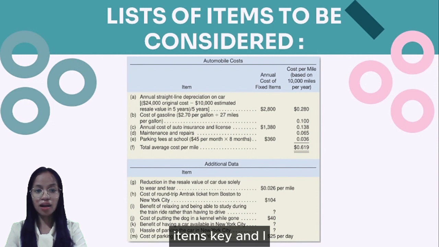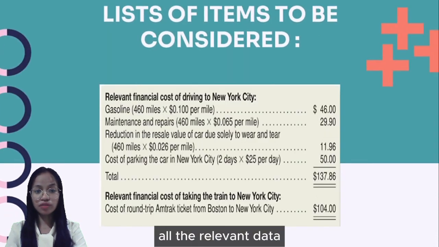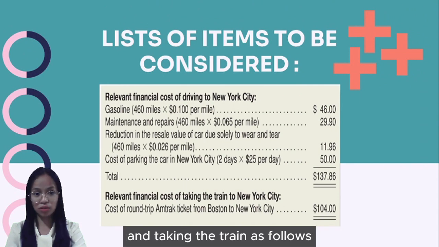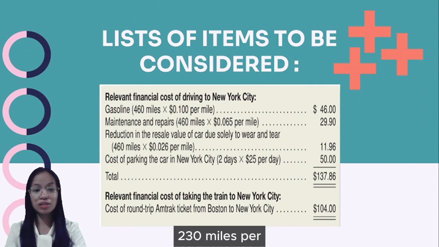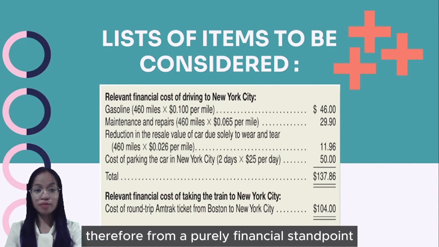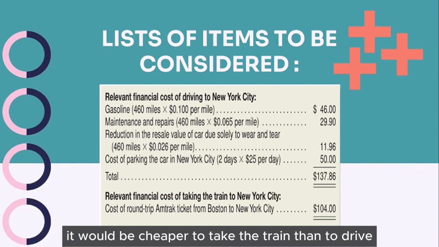Items K and L are relevant to the decision, as well as item M, the cost of parking in New York City. Bringing together all of the relevant data, Kat would estimate the relevant cost of driving and taking the train as follows. So 460 miles kay 230 miles pa doon sa iyong amiga o pabalik sa iyong apartment sa Boston. Therefore, from a purely financial standpoint, it would be cheaper to take the train than to drive.